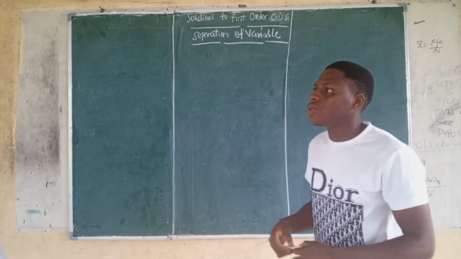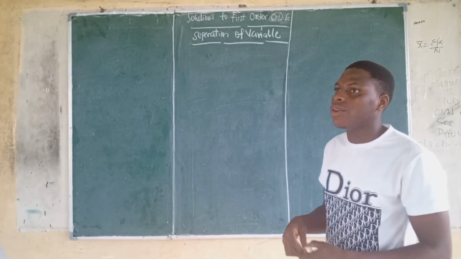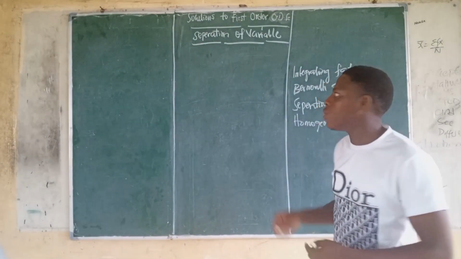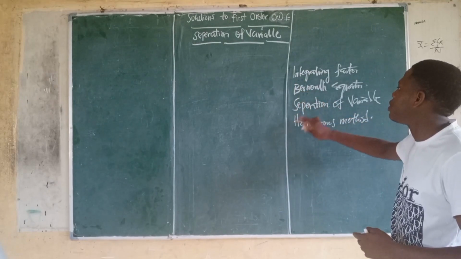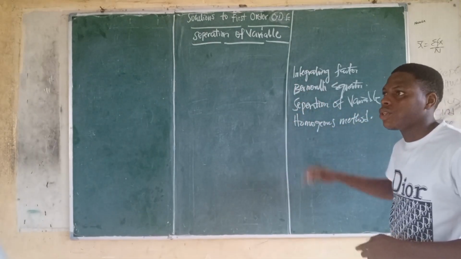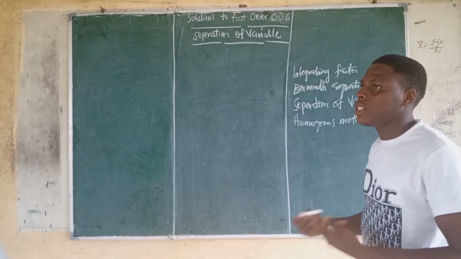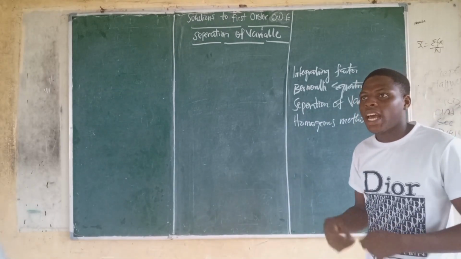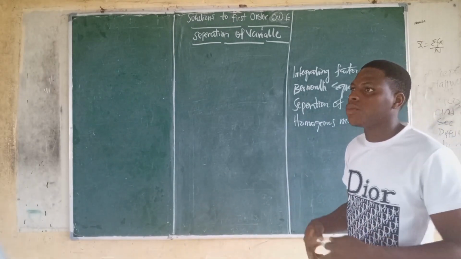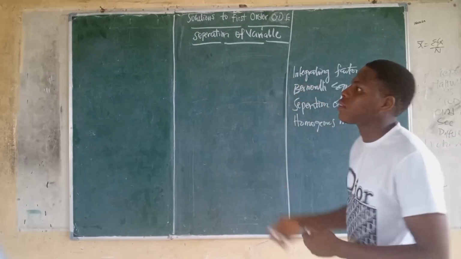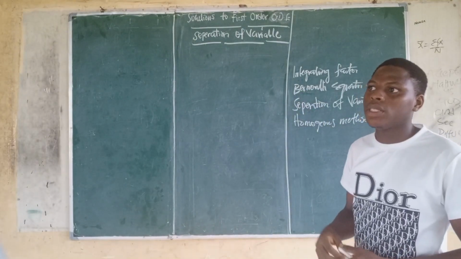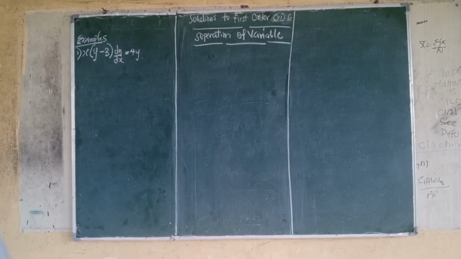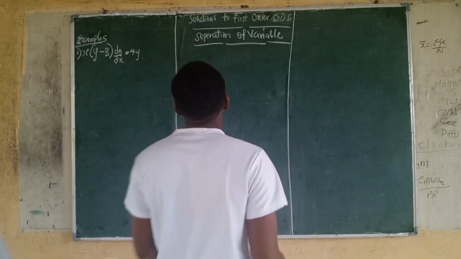In the course of today's tutorial, we'll be talking about separation of variables, but our focus will be on these four: the integrating factor, the Bernoulli equation, separation of variable, and the homogeneous method. We've talked about the integrating factor. I gave you the steps and the approach on how to solve problems using the integrating factor, the same thing we did under Bernoulli. But today we'll be talking about separation of variable. Now let's take some examples.